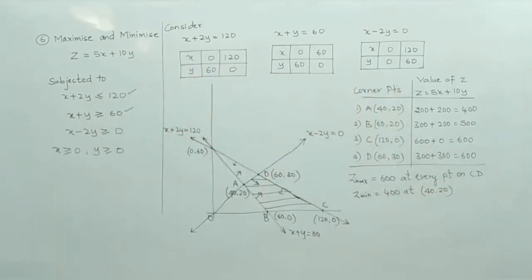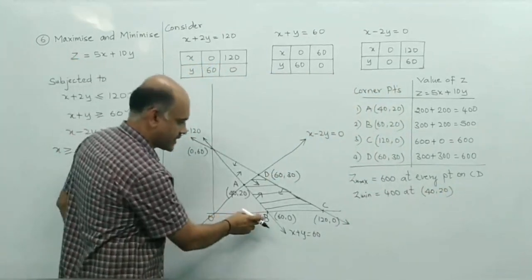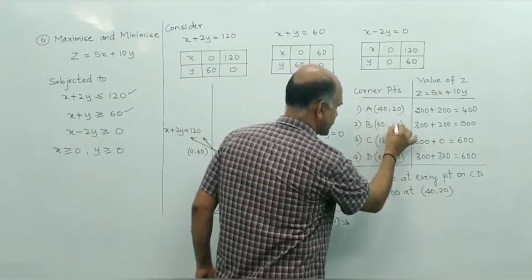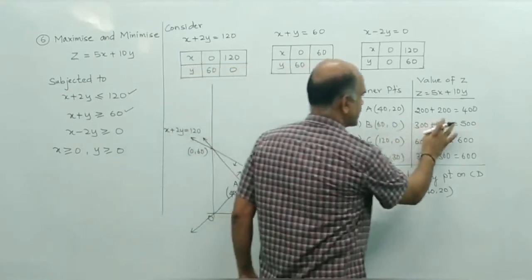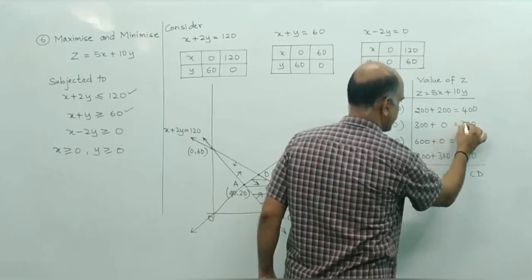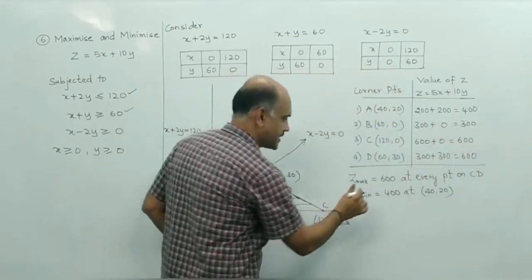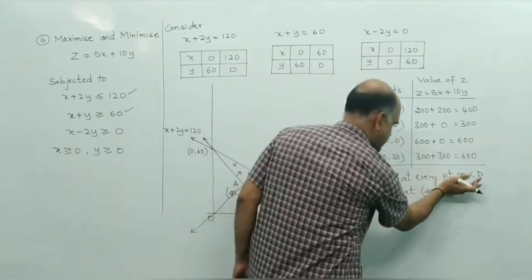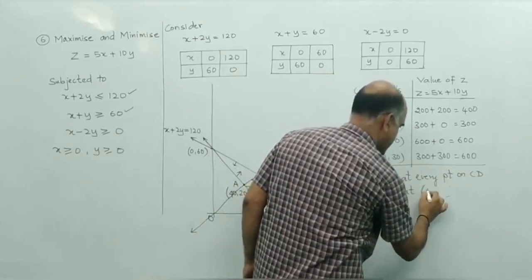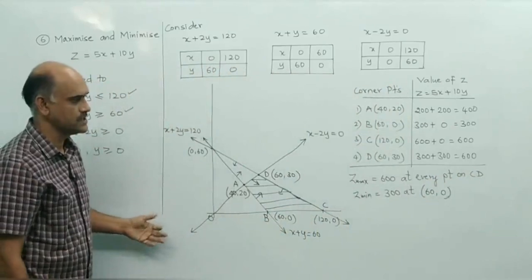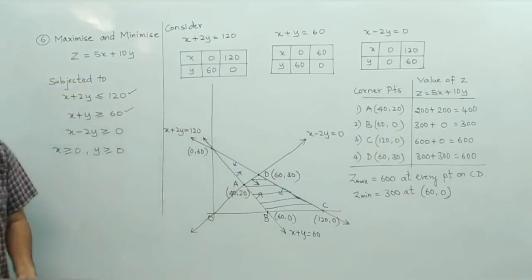Clear, students? So students, here I have made a mistake. Point B is 60, 0, so this has to be 0. So 6 5s are 30, 300 plus 0. So this is 300. So Z minimum is 300 at point 60, 0. Clear, students? So you can solve this. We will go for the next one.